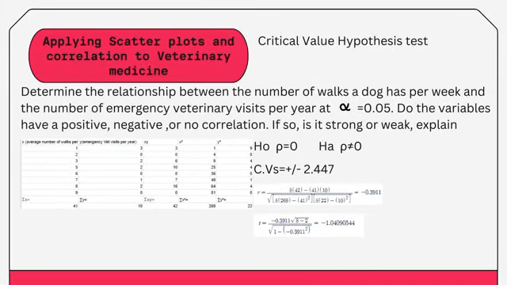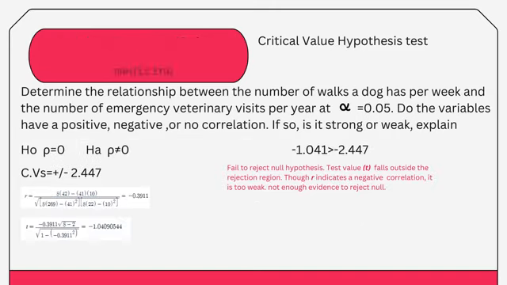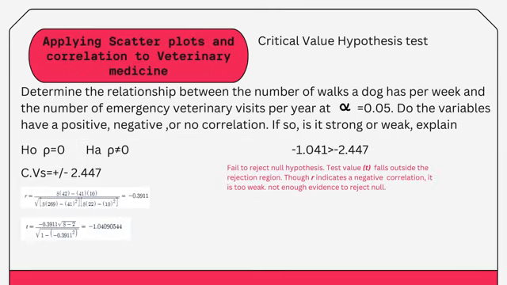And then applying scatter plots and correlations to veterinary medicine. We found the t-score, the critical value, and failed to reject the null hypothesis. T-test falls outside the rejection region.